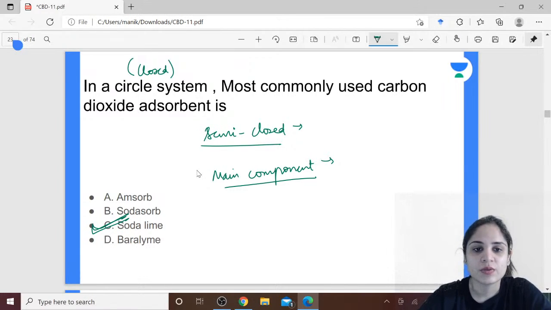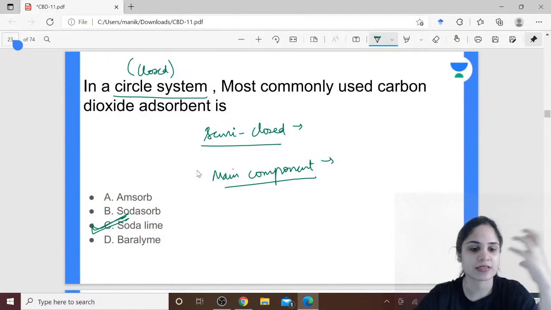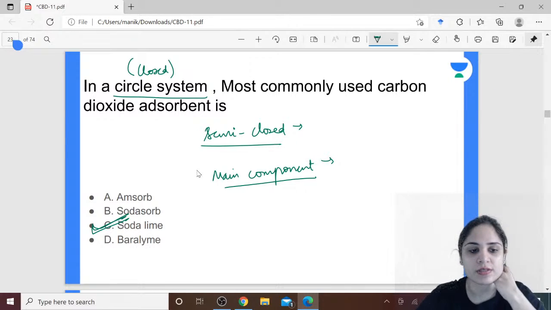Now, this circle system is a closed system. All of you agree to it. The open system of anesthesia is that Schimmelbusch mask that we have. What is the semi-closed system of anesthetic circuits? What is the name of the semi-closed system? And do we use soda lime or a carbon dioxide absorbent in semi-closed systems or not? Anyone?